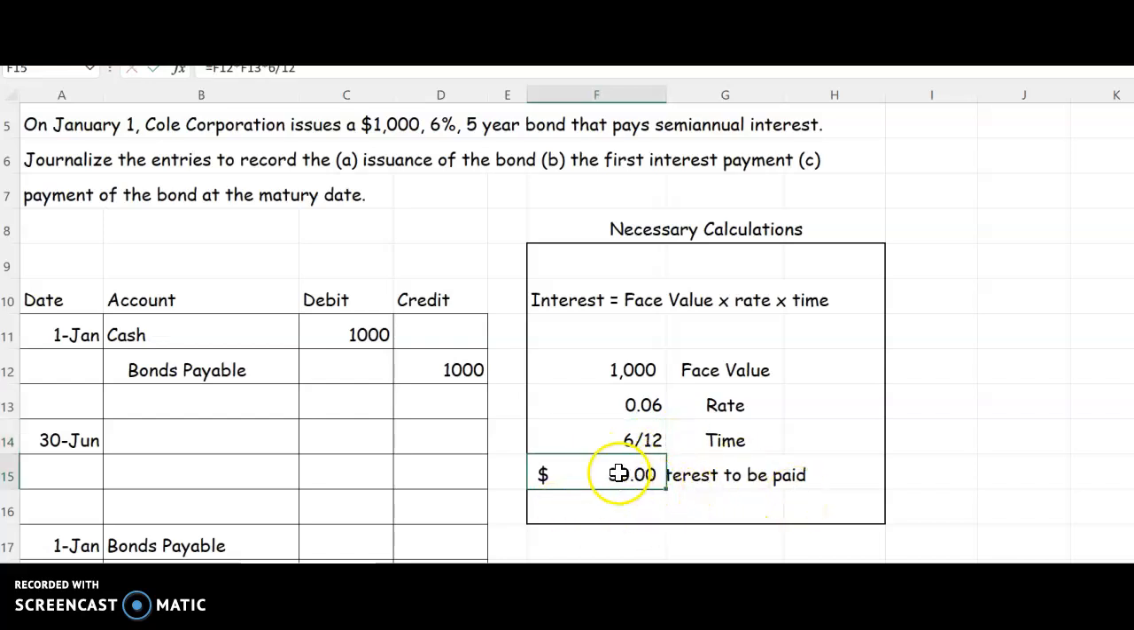Okay, so now we know the interest to be paid. When you multiply those three together, 6/12 is 0.5, but I'm going to write it like that. Your interest to be paid would be $30. If you want to make a note, whenever you're paying semi-annual interest, you're always going to write 6/12 or 1/2. So it's going to be interest expense $30, and then I'm going to pay them their $30, so I credit cash.